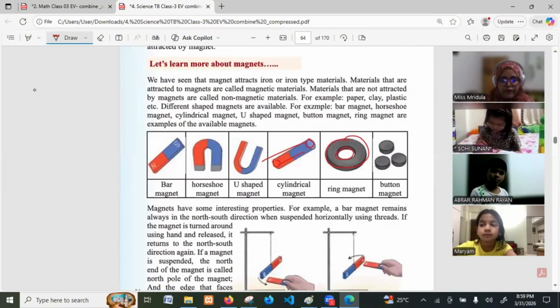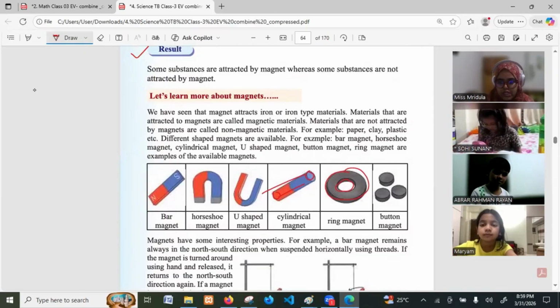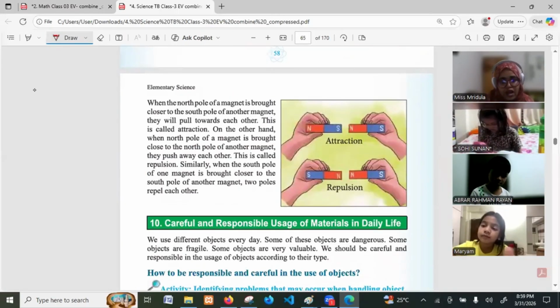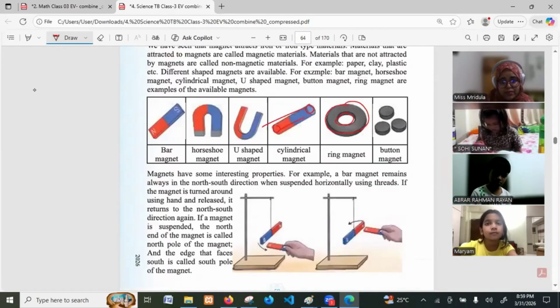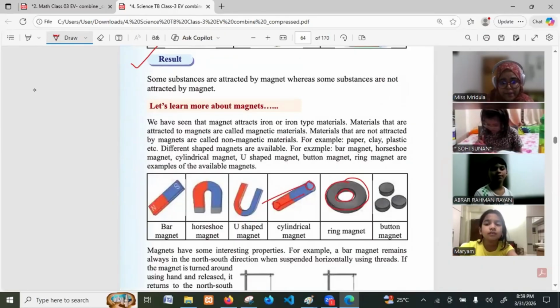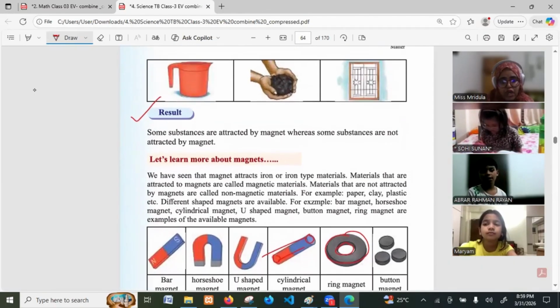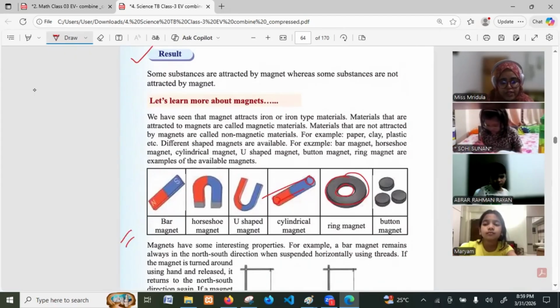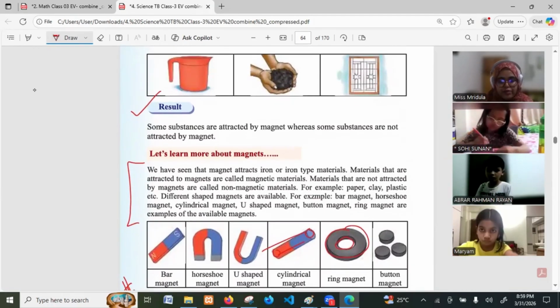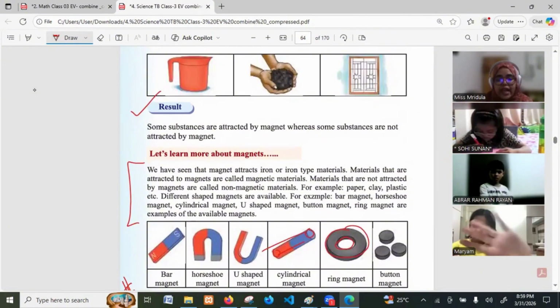Acha, let's see what they have to say about it. They are going towards a bit difficult thing, but let's see. Acha, we will not go through this today. We will just finish up to this, where they are going to talk about different types of magnets. So we have seen that magnet.